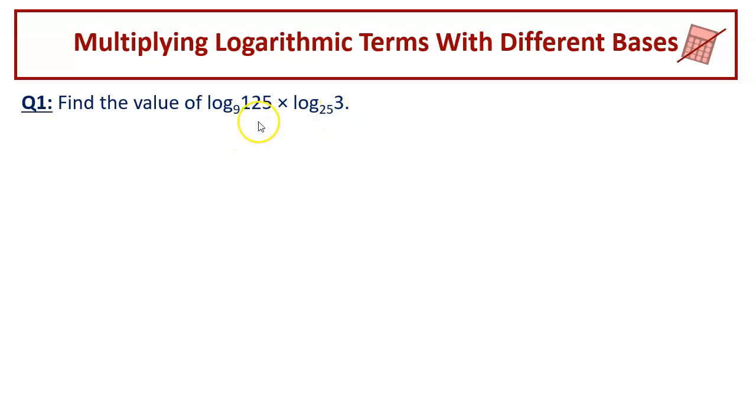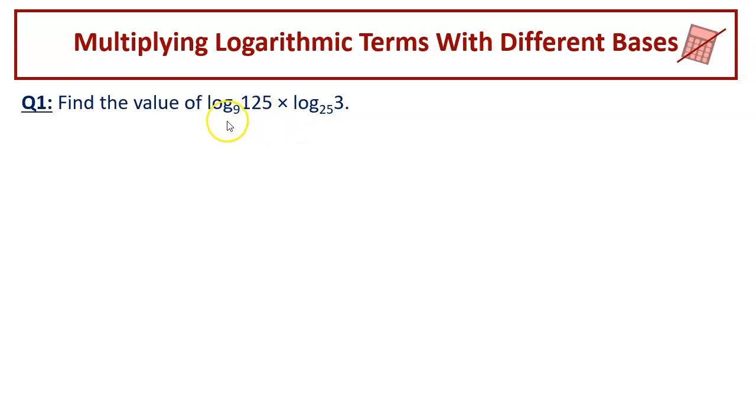We have to get them to the same base. Either we may make the same base as 9, or we may make the same base as 25, or we may make the same base as some other number. We will be solving this question 1 using two methods. In the first method, I have converted both the terms to base 10. And in the second method, I made the common base as base 9.